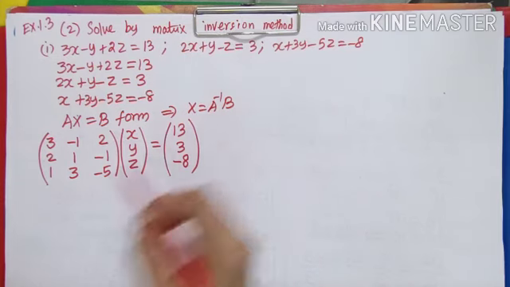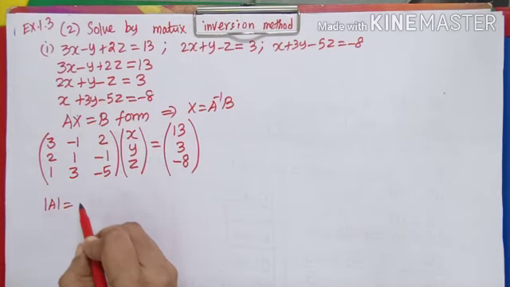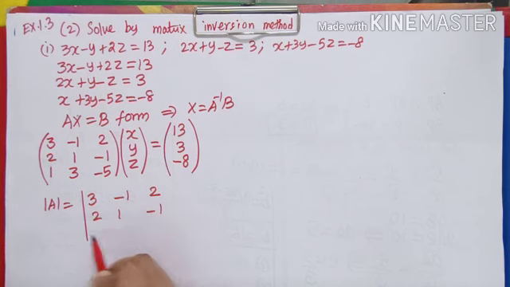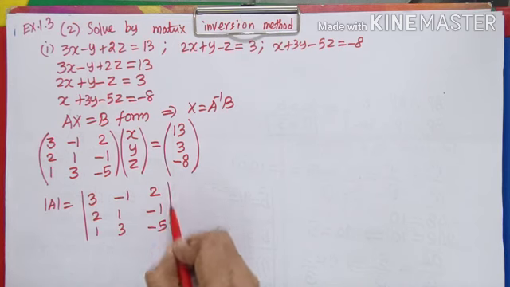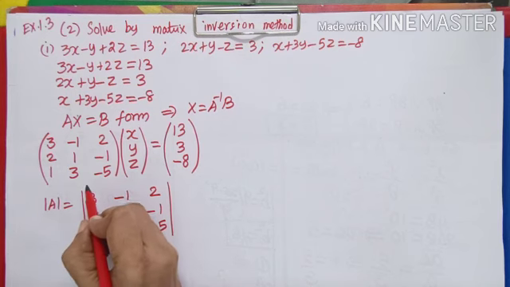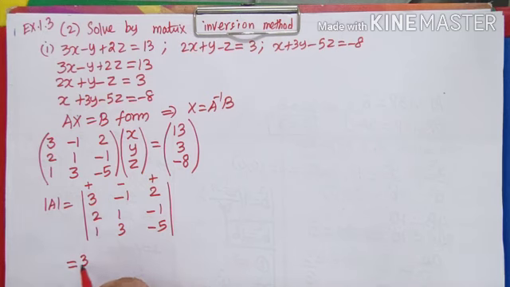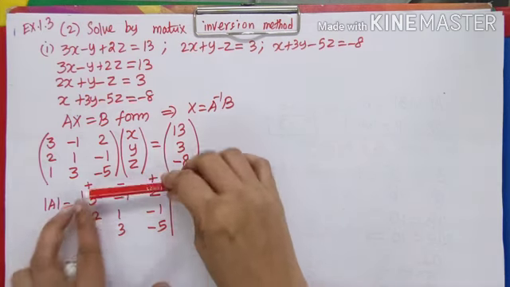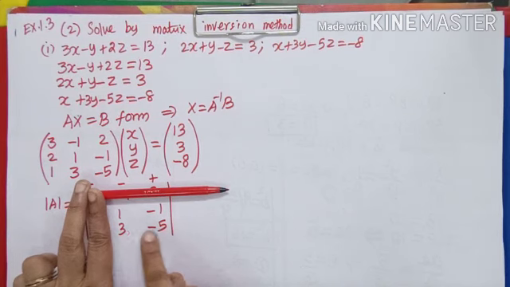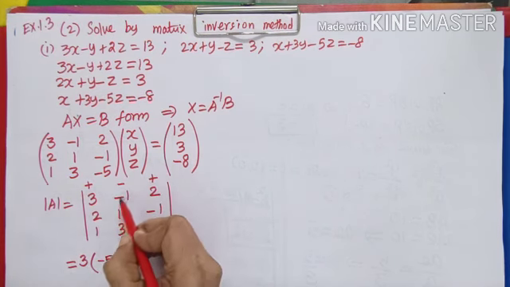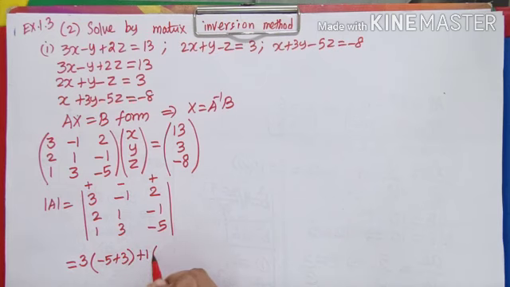To find A inverse, first find determinant A. 3, minus 1, 2. 2, 1, minus 1. 1, 3, minus 5. How to expand the determinant? Remember the symbols? Plus, minus, plus. 3 into, hide the row and column. Minus 5 plus 3. How to multiply? 1 into minus 5. Minus 5 plus 3.